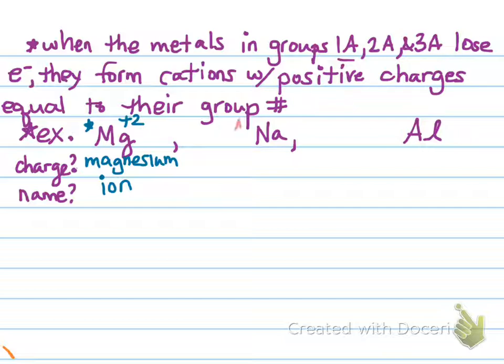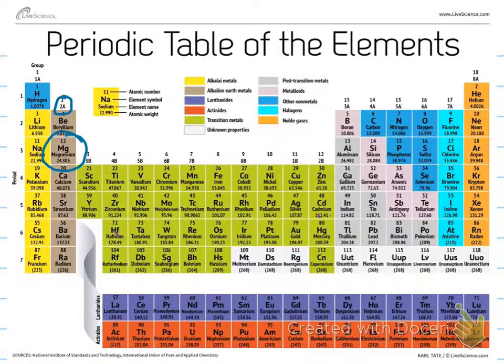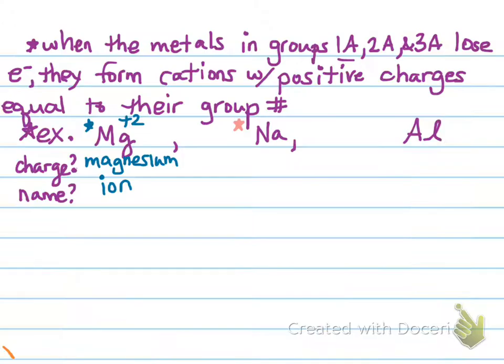All right, sodium. Sodium is right here. It's in group 1A, which means it has one valence electron. So it can either lose that one or gain 7. It's going to lose 1, so it's going to get a charge of positive 1. And its name as an ion is going to be sodium ion.